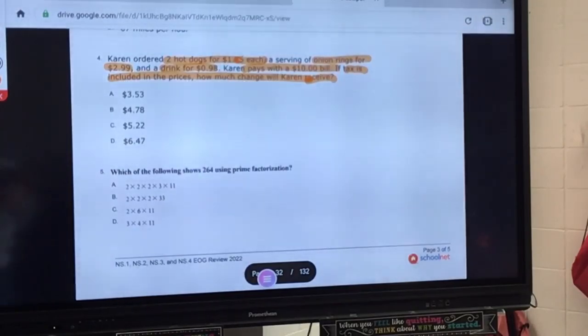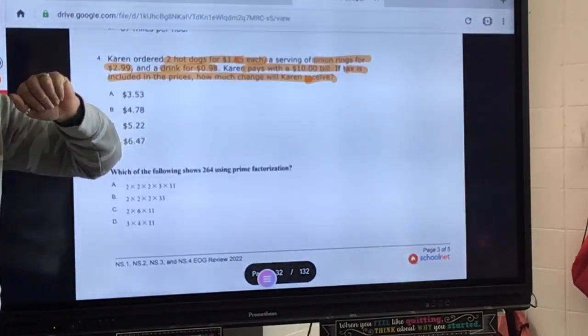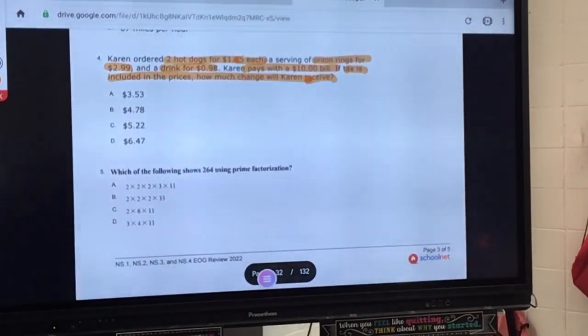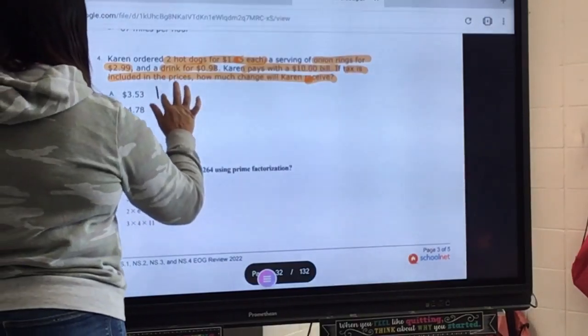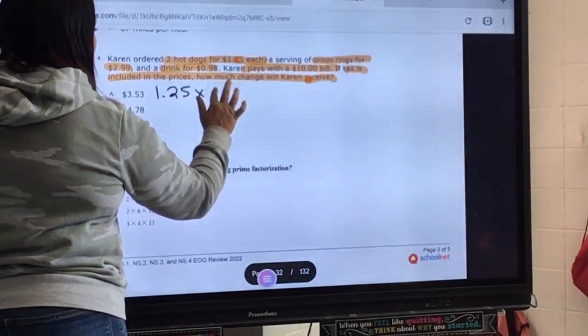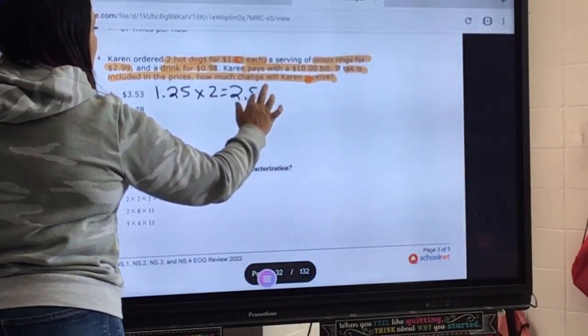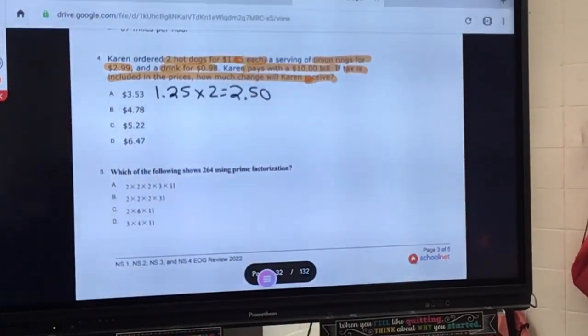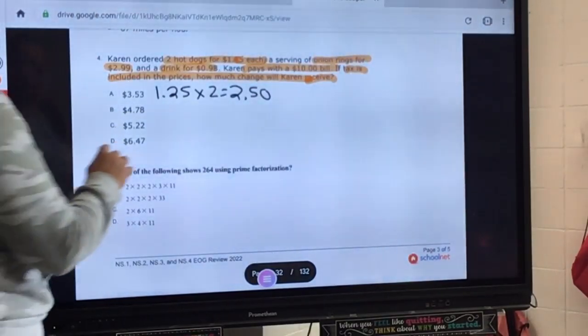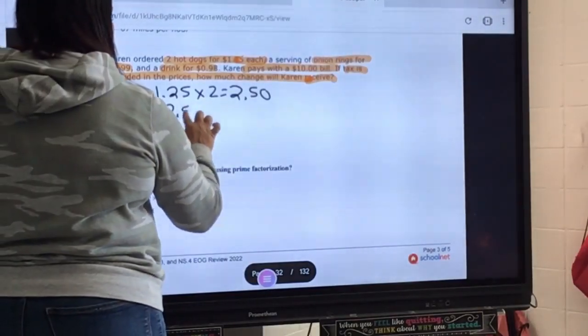So the first thing, it says 2 hot dogs for $1.25 each. Easy. So does that mean it's $1.25, or does it mean we need to do $1.25 times 2? Christiana? All right, so essentially your very first step would be doing $1.25 times 2, or adding $1.25 plus $1.25. Regardless, you get $2.50. Now, what do I do with that $2.50? What am I going to do with it? Noah? Add it to $2.99.